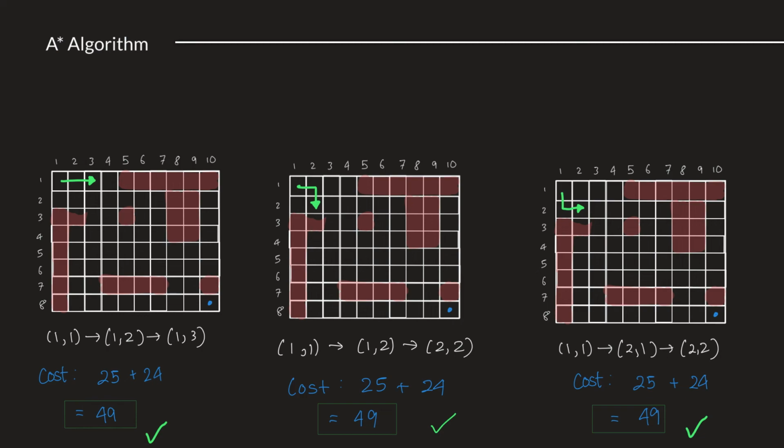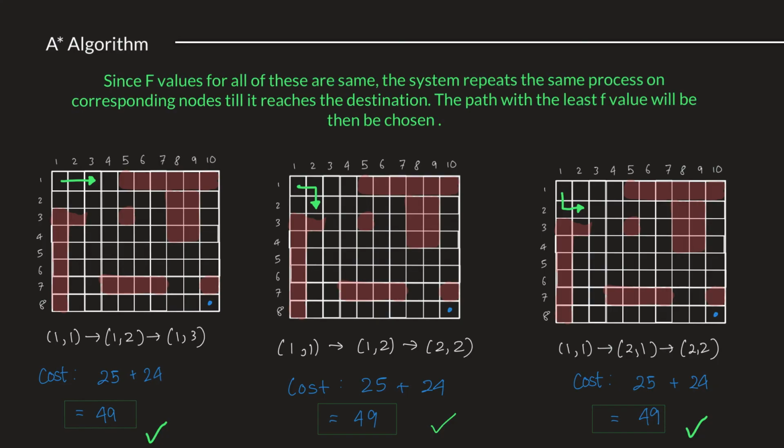So from before, these are all of our three acceptable paths. All of them have a total f value of 49. And since the f values for all of these are the same, the system will repeat itself. It will repeat the same process on all the corresponding nodes going ahead till it reaches the destination. The path with the least f value will then be chosen, and this will be the shortest path. Now, this is the guessed shortest path.